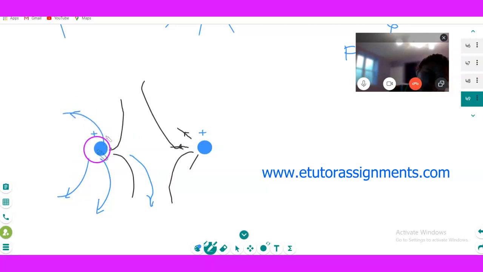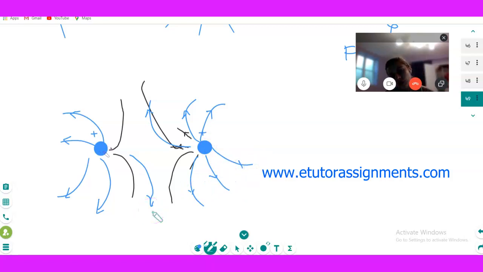Because the electric field from the plus charge goes outside, and then this charge. No. What is the definition of the electric field? First, you tell me. Electric field means, listen, please listen.